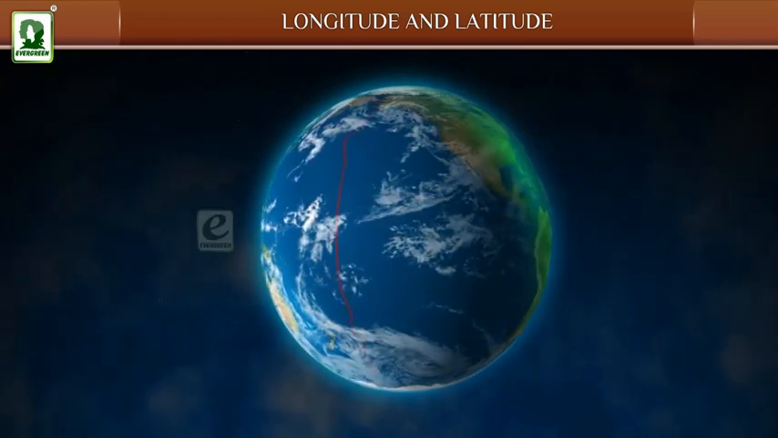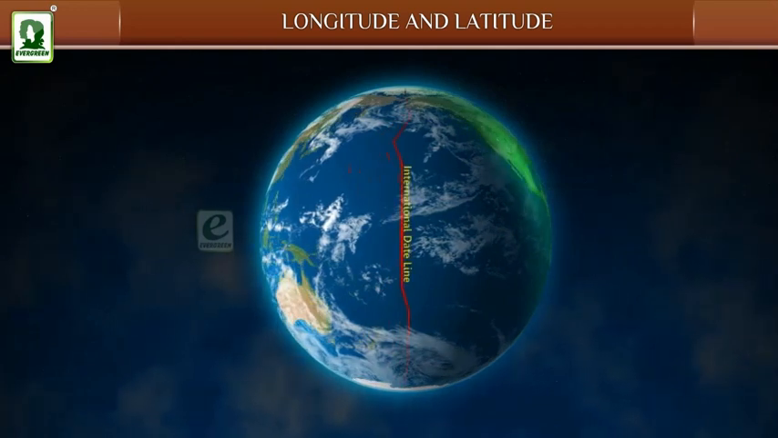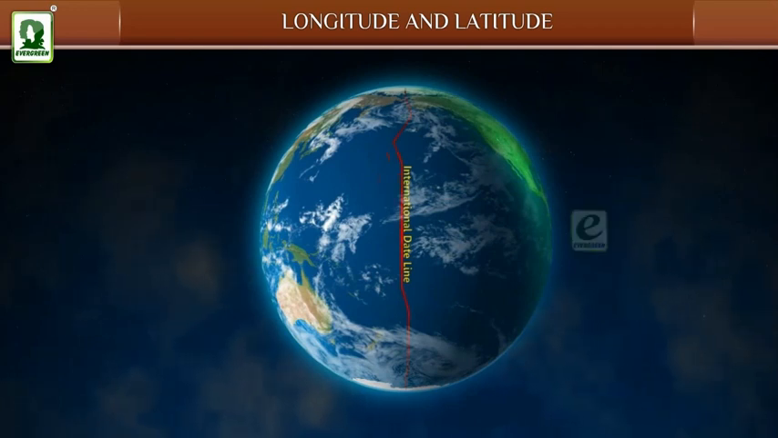The IDL is not a straight line. It goes zigzag to avoid crossing a country or a group of islands so that the same date and day are maintained throughout the country and to avoid confusion.